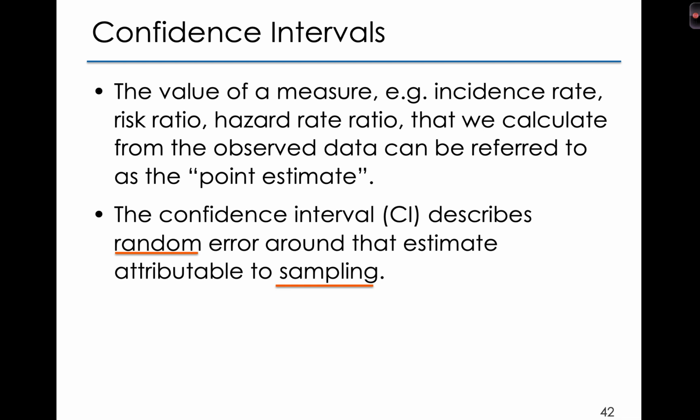When we start talking about precision and confidence intervals, we're going to say that the value we calculated from our data is the point estimate, and that's considered the value most consistent with the data that we observed. Then the confidence interval describes the random error around that estimate that is attributable to sampling. So the confidence interval is: what are some other values of the odds ratio or risk ratio or hazard rate ratio that are possible, given that our sample is not the only sample in the universe, and there could have been other samples that arrived at different point estimates?